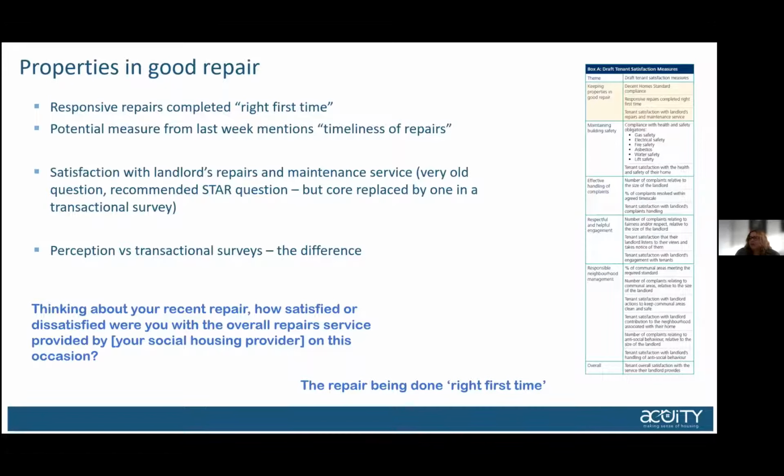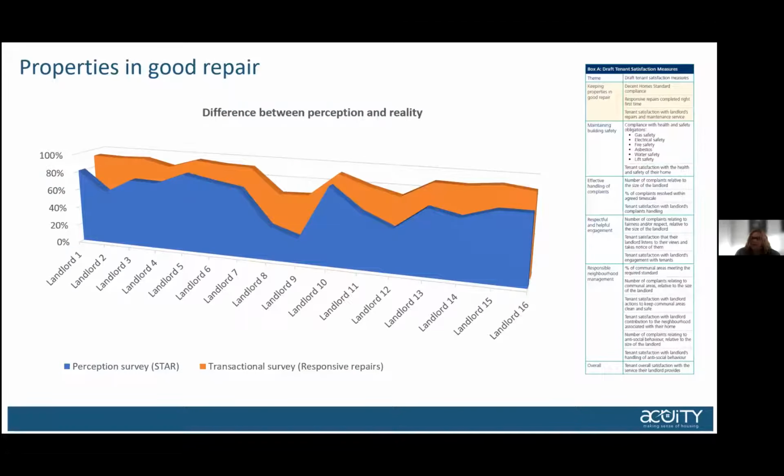They replaced it by a transactional one, because we know there's a big difference between people who answer this question in a perception survey about the repairs and maintenance survey, where they'll be reflecting back over many years and maybe remembering the good things and also some bad things, compared to a transactional survey where we're just asking about the last repair. And this is really important, because what I did was I went back in, and some of you will have data in here probably.